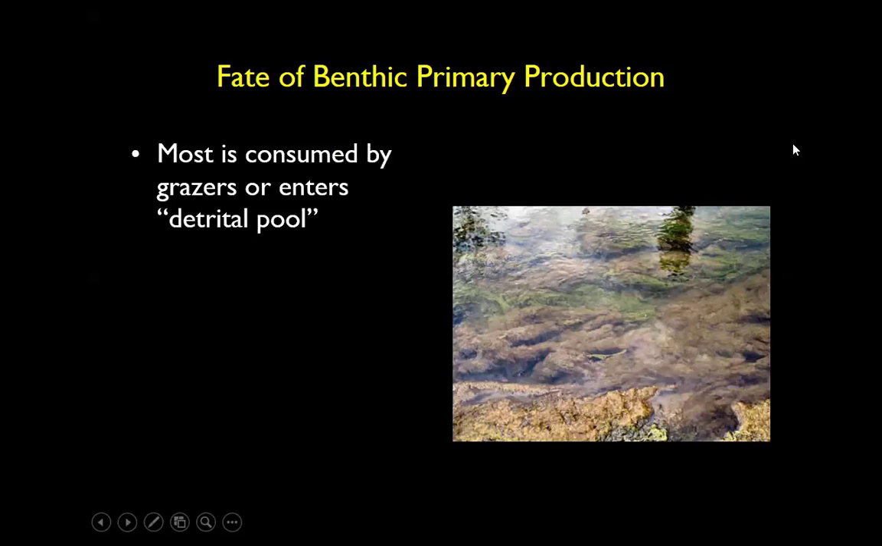Then it can go a couple of different ways. It can either be consumed by grazers or enter the detrital pool. Now, a little teaser: we're going to talk about the brown food web probably next week in class. It's all based on decomposition, super important in streams. We have a whole lot of invertebrates whose only job is to break down organic matter.